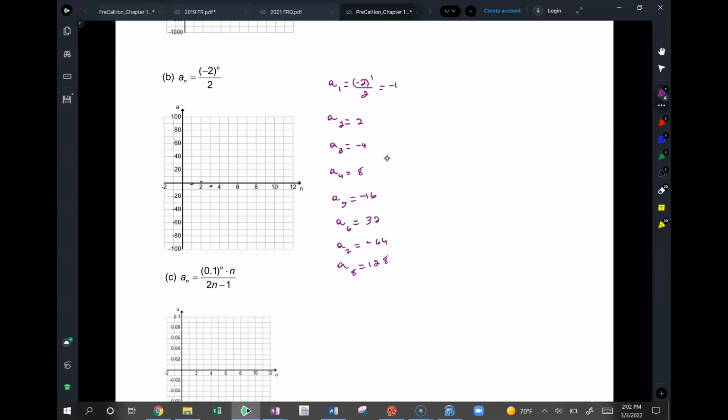So a sub 4 is 8, negative 16, 32, negative 64, and then 128. So what do you think? Do the values look like they are approaching a specific value? No. This is divergent.